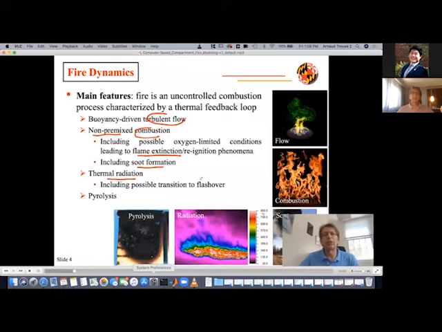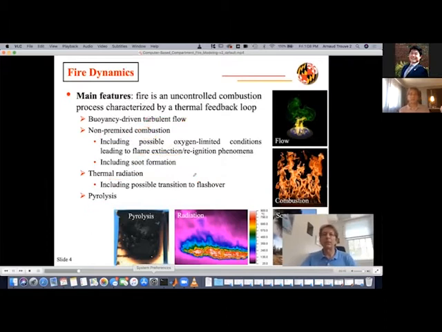Thermal radiation is an important ingredient in fire dynamics because the heat transfer in the vicinity of the fire is typically dominated by radiation. And the heat feedback, for instance, tends to be dominated by radiation. In addition to this, radiation is also responsible for special events like flashover that I just mentioned a minute ago. And finally, pyrolysis, the thermal degradation of solid fuel sources, is an important problem that belongs to material science, and that basically controls the rate of formation of the fuel for the combustion process.